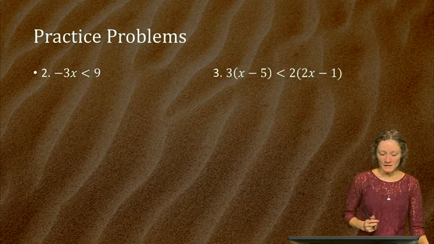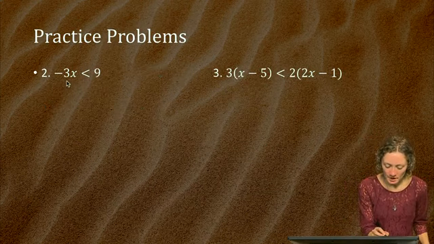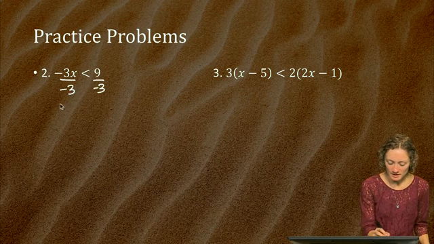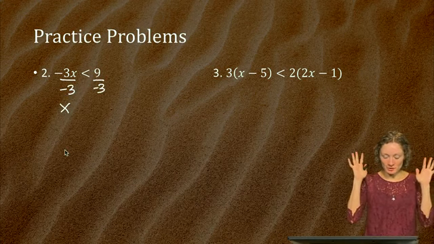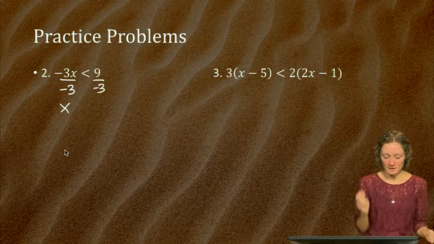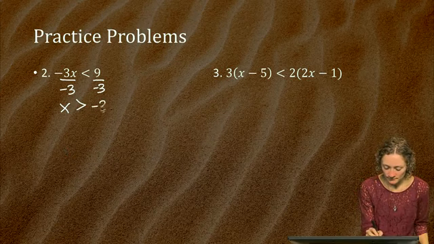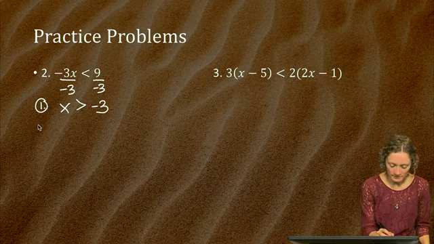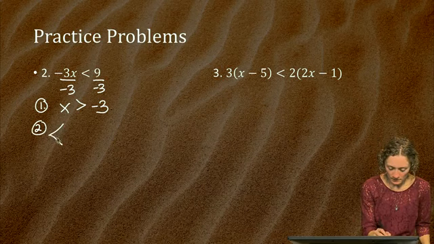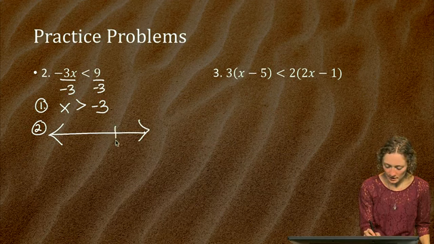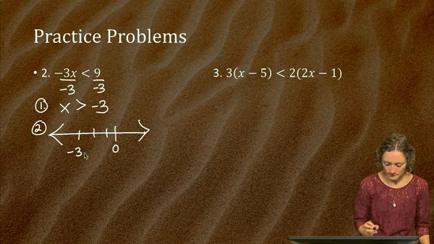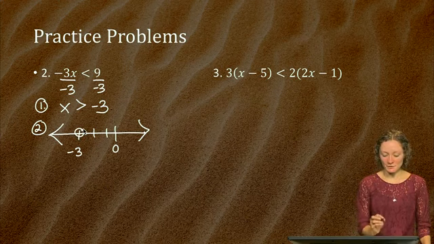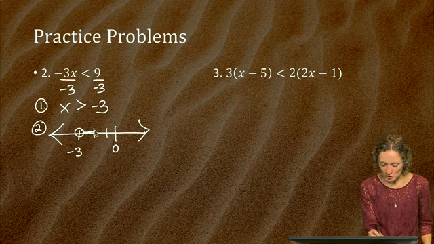Okay. And then our other two. Number 2, divide both sides by negative 3. Again, the alarm bell should be going off. You're dividing by a negative, so flip the direction. We get x is greater than negative 3. The number line. Open circle at negative 3, and we want everything greater, so we're shading to the right.